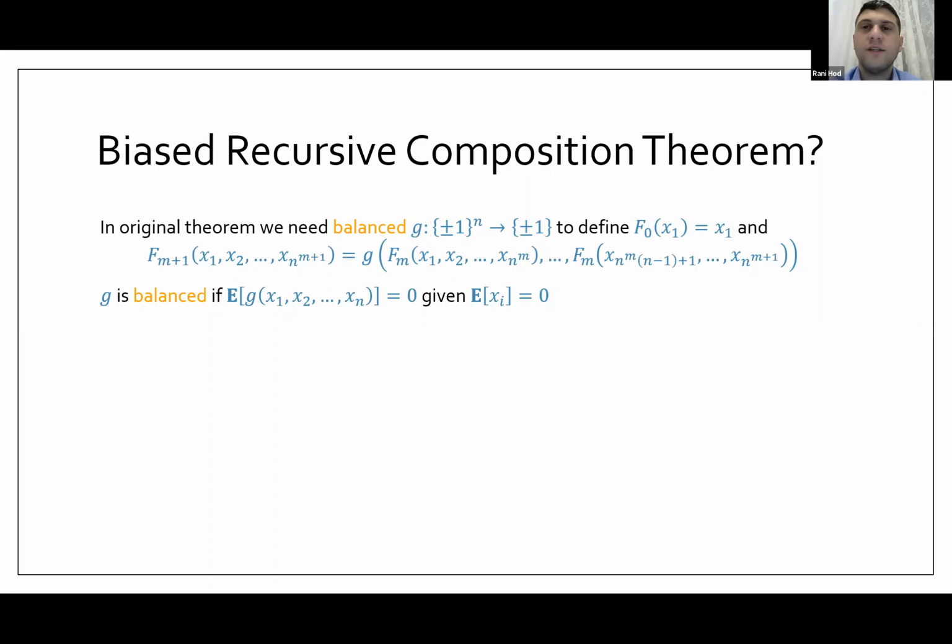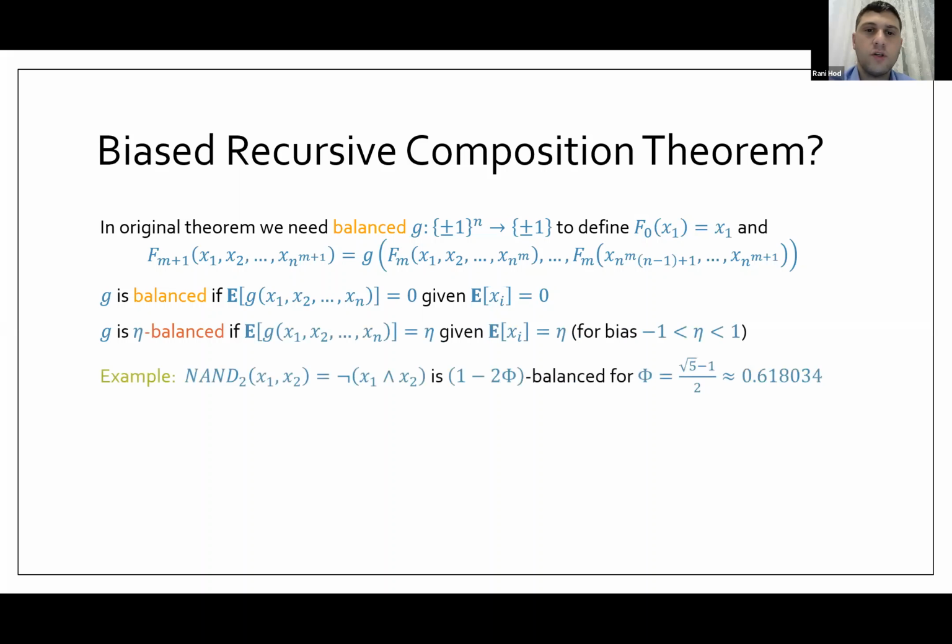So let's modify the definition of balance. I don't want expectation 0 to map to expectation 0. I want expectation eta to map to expectation eta. This still keeps the same property: if I start from something, we can continue and have the same value after each application. This is what we want to do.